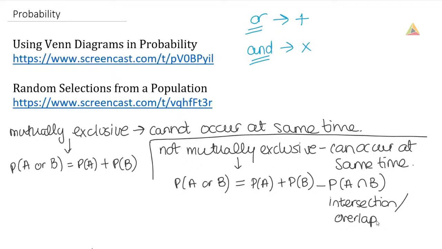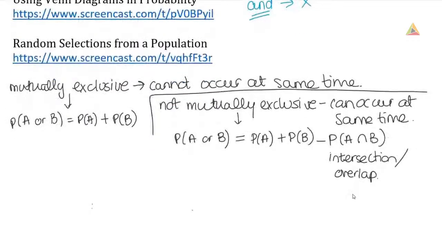So if we're asked for things this or this, we need to just have a look at the scenario and determine, can these events happen at the same time or not? And that's going to determine whether we're going to just add our probabilities or add our probabilities and take away the overlap as well. So we just need to keep an eye on the way that the question is phrased.